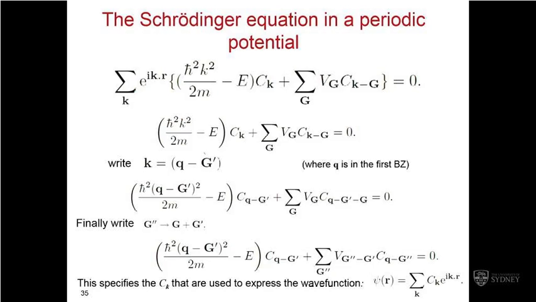Okay, so what we've done is just substituted that in for K, and made the substitution over here as well. Overall, we're deriving Bloch's theorem. We are obtaining an expression for the wave function, but along the way, we need to know how to calculate the coefficient C. And you can see that this equation here basically specifies the coefficient C. So this specifies the coefficients that are used to express the wave function.